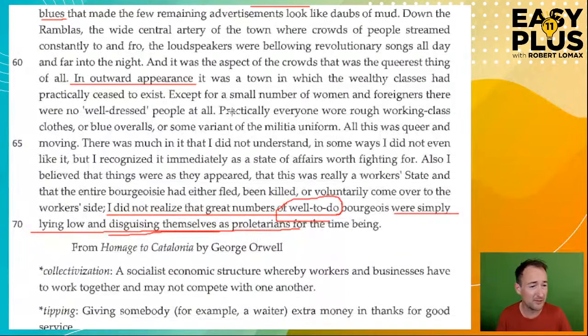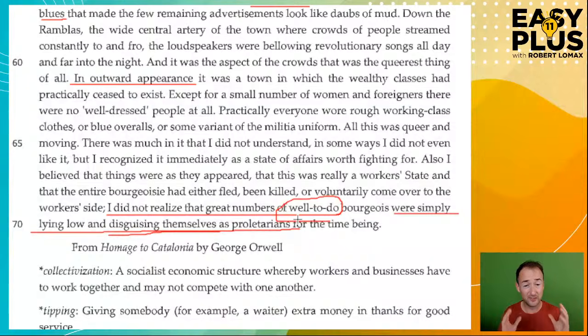And if we look at the rest above, in outward appearance the wealthy people had gone, everyone wore working class clothes. I didn't realise at the time that a lot of the well-to-do were just lying low, you get that right, hiding, or hiding their wealth and disguising themselves as, well, what was everyone dressed as? As a worker, so as proletarians, so that must be members of the working class for the time being.